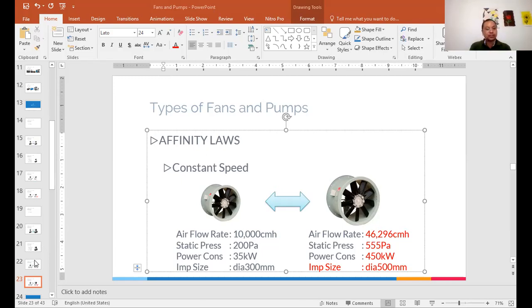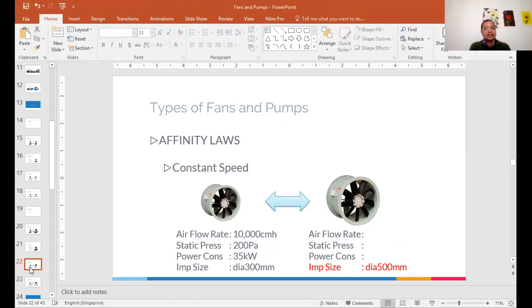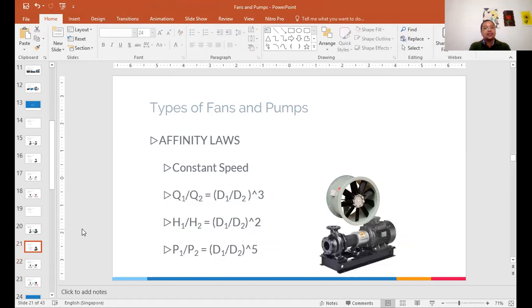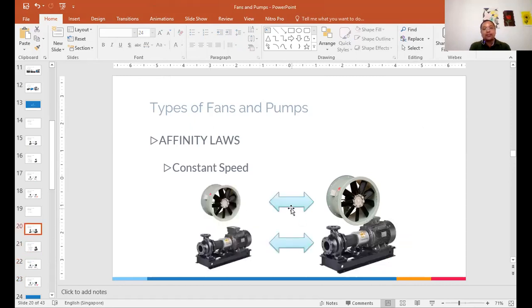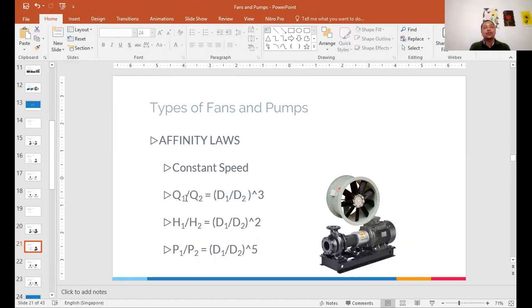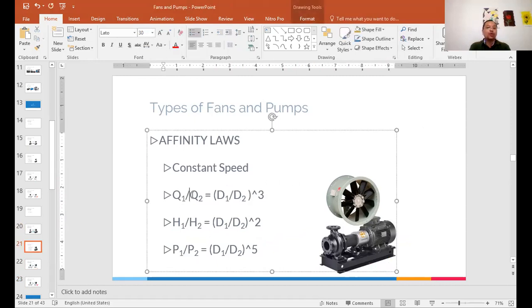law works. When you are changing your equipment, assuming that the size is different, but the rotational speed, the hertz is the same, ito yung magiging loss mo. Ito yung relationship for the change of size to your flow rate, to your head, and to your power.